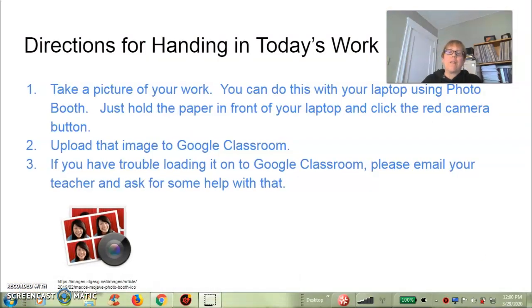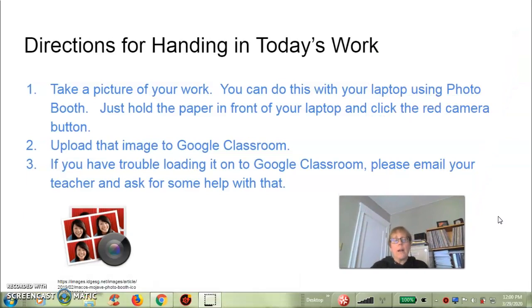I want you to hand your work in. I know that I said there was a Google form. That might not be true for all classes, but if your teacher gave you a Google form, get that handed in.